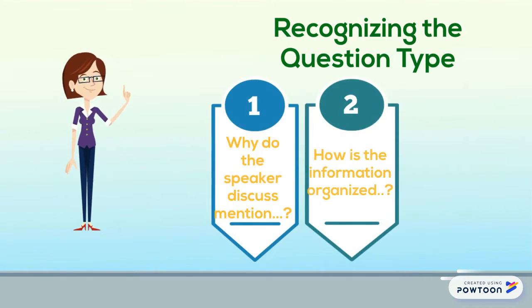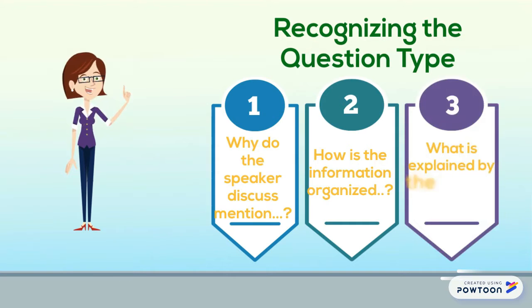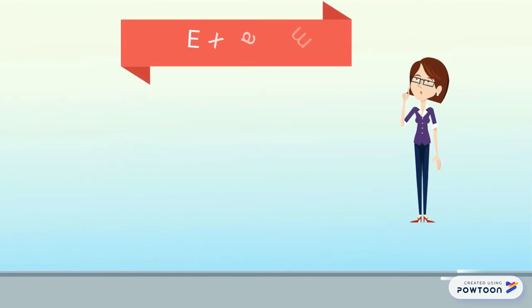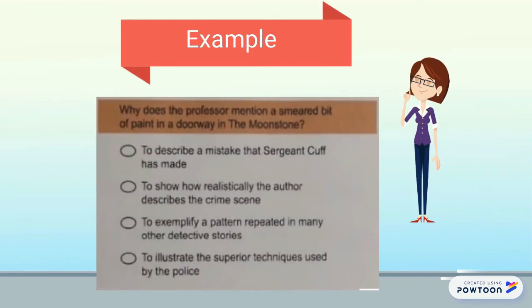How is the information organized? What is explained by the example of? Here's an example of an organization question. Why does the professor mention a smeared bit of paint in a doorway in the moonstone?